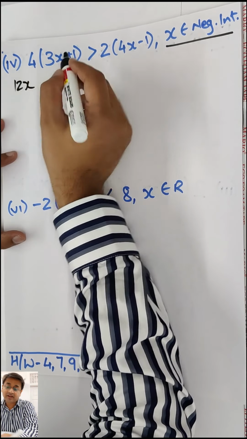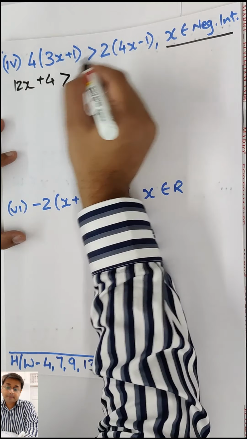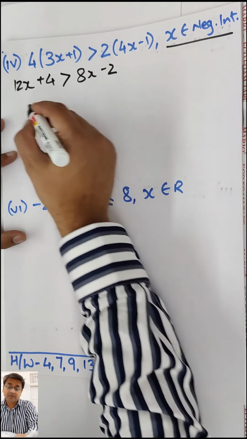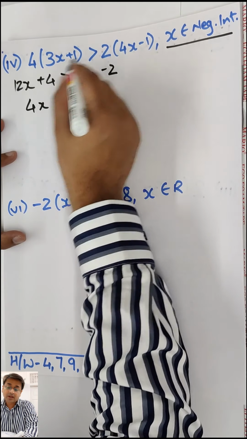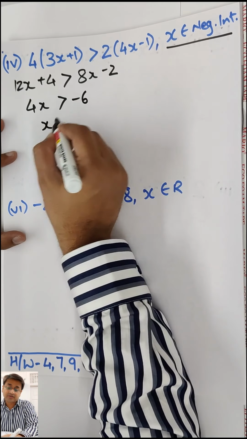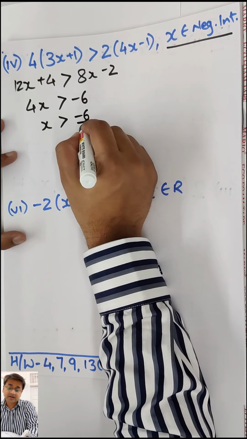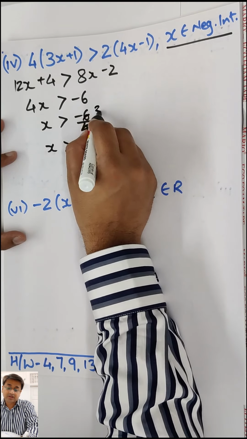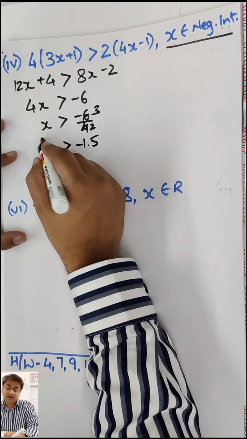4 3s are 12x plus 4 and 4 2s are 8x minus 2. So 8 comes on the other side, so it becomes 4, and 4 goes on the other side, so negative 6. So x is greater than negative 6 by 4. So x is greater than negative 1.5.